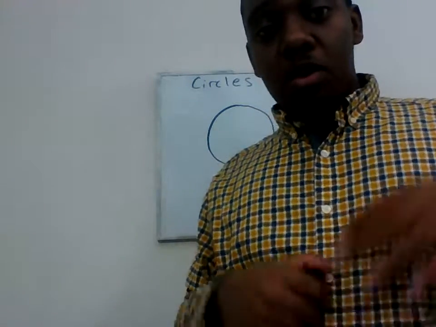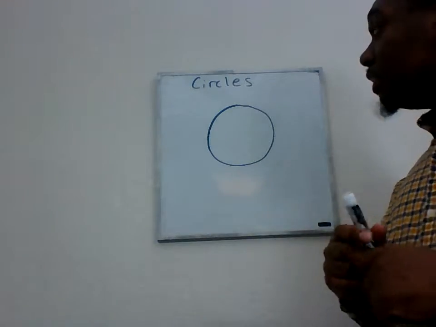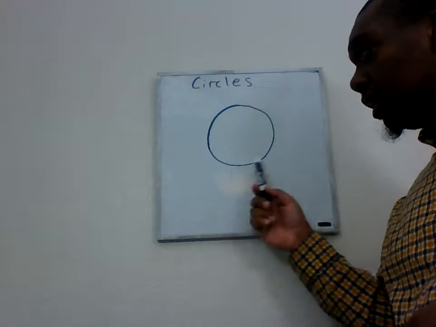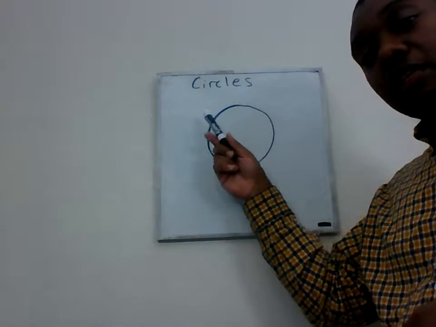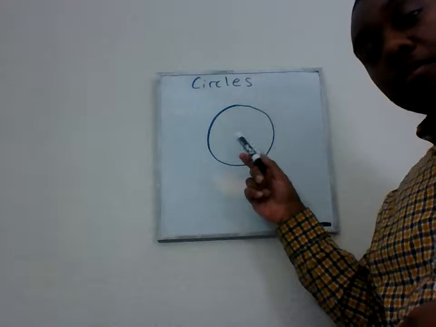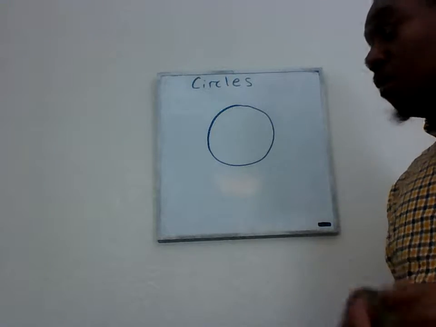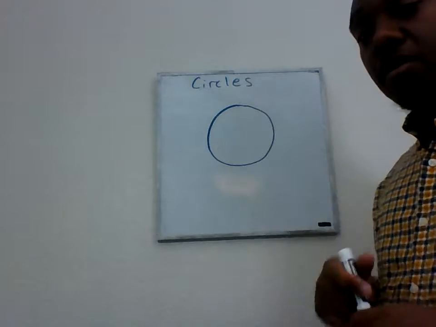All right, so today we're going to look at parts of circles. First and foremost, remember a circle is a collection of points that are equidistant from one point. Equidistant meaning they are the same exact distance from one point. That point would be here in the middle.